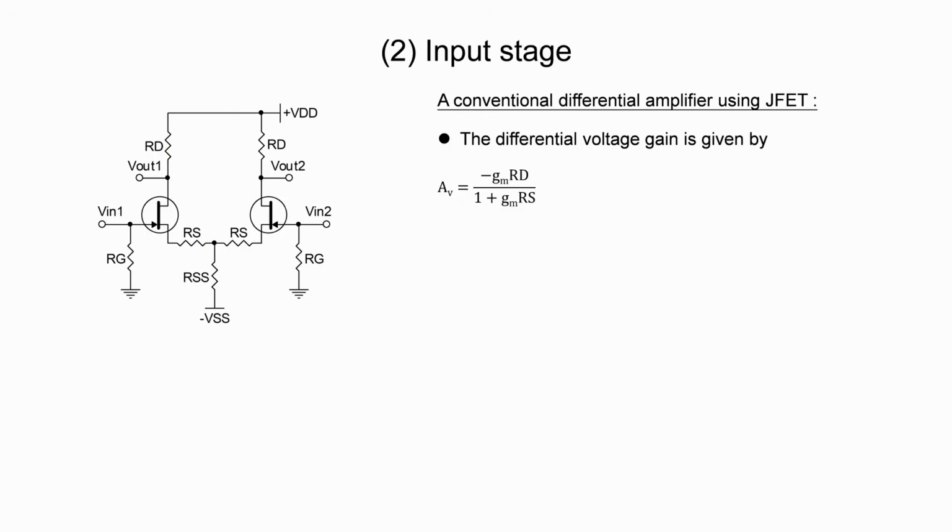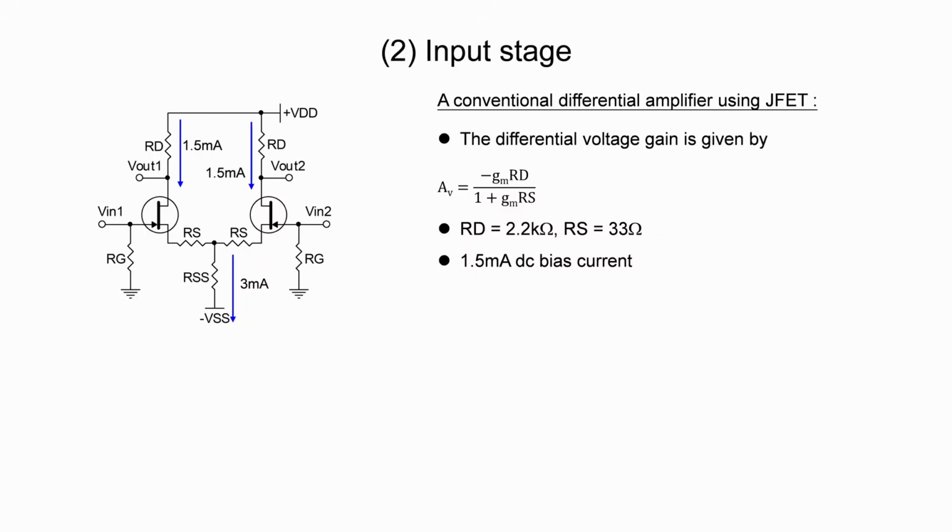Now, let us take a look at a conventional differential amplifier using JFET and determine the voltage gain. In a moment, we will compare it to the one with bipolar transistors. Even though the actual differential amplifier is a cascode configuration, this conventional differential amplifier will illustrate the differences between JFET and bipolar transistor for use in the input stage. When 3 mA tail current is established, each JFET has a DC bias current of 1.5 mA.